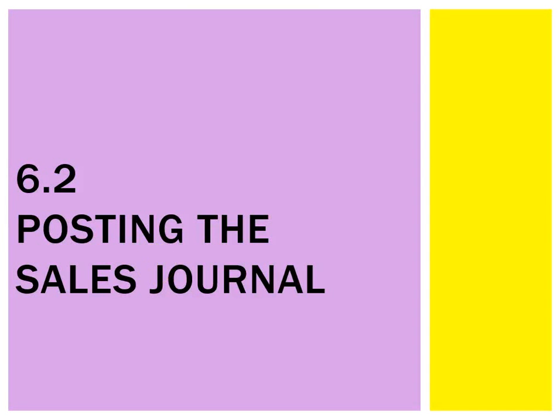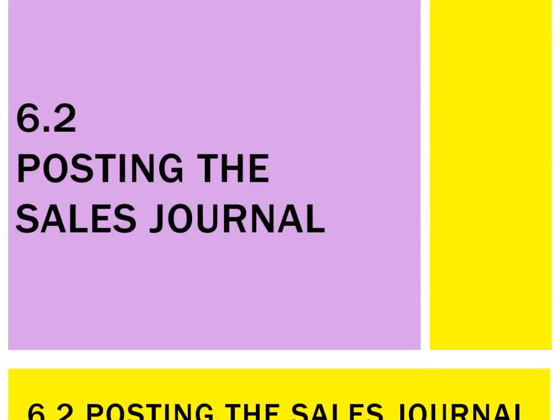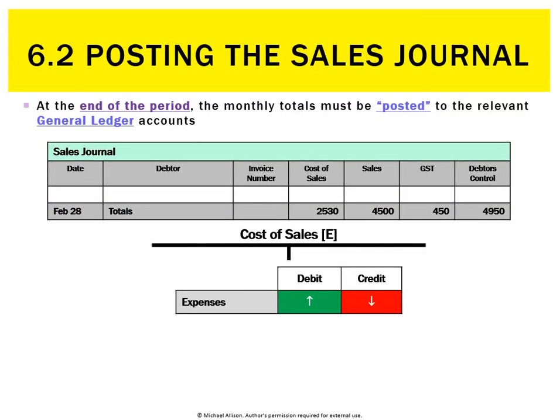Once we've recorded transactions in the sales journal, we're now going to need to post them. So just like we did in chapter 5 of the cash journals, we're going to post the total of each column to the general ledger. So the first figure we have there is cost of sales. That's an expense and it's increasing, so that'll be a debit.